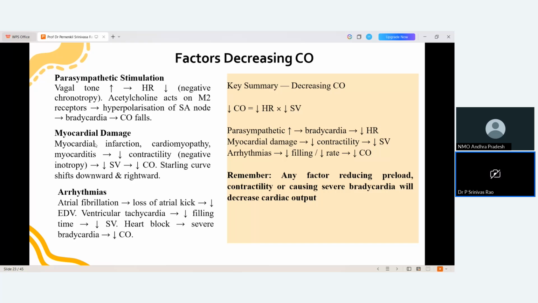So finally, what you have to remember, any factor reducing preload, contractility, or causing severe bradycardia will decrease cardiac output. Is it clear? The bradycardia has to be severe. Even if it is mild bradycardia, it's not a problem. When it is severe, when it goes below 50, then it will cause a decrease in the cardiac output. So when does that severe bradycardia happen? When there is a heart block, third degree heart block, second degree heart block, they go into cardiac arrest. Okay.